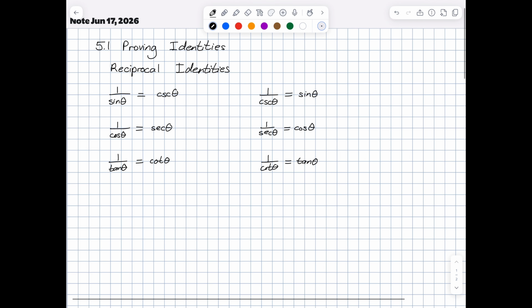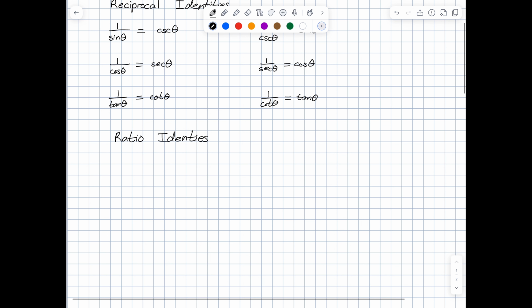The next category is called the ratio identities. And those are basically where it's a ratio, which is a fraction. So two trig functions in a fraction. So the first is that tangent of theta is equal to sine over cosine. And then the second one should be no surprise: cotangent is that flipped over, so it's cosine over sine.